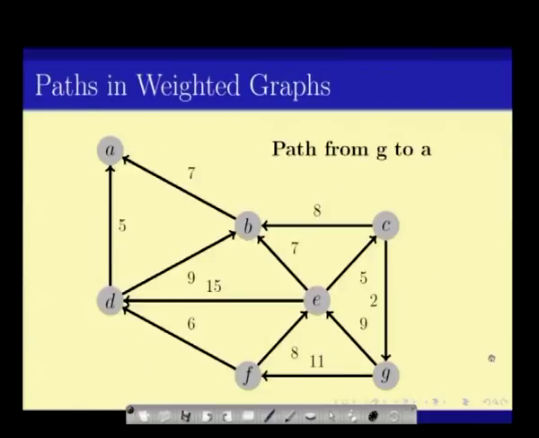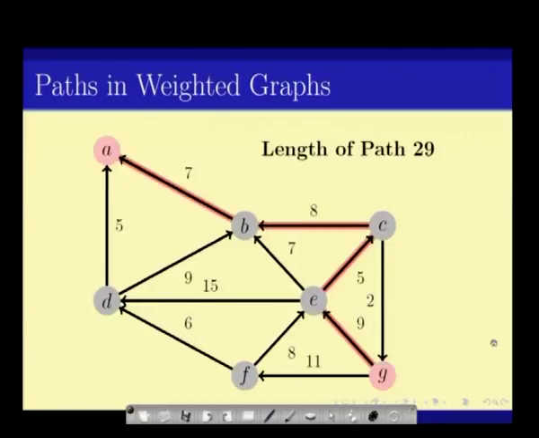For example, say here is a weighted graph. Now, in this weighted graph, I have to go from G to A, and when I have to go from G to A, I can take this path. Now, note that what is the length of this path? Length of this path is 9 plus 5 plus 8 plus 7, and it turns out to be 29. So, although the number of edges is 4, the distance is 29.